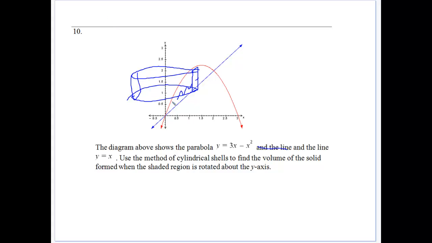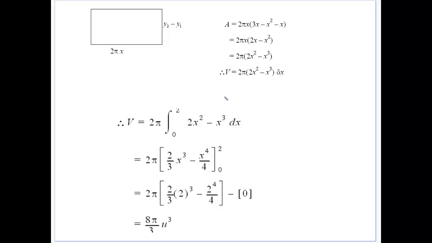Question 10, again, this one is a little bit tricky because it's between two curves. We've got the parabola 3x minus x squared and the line y equals x. So again, cylindrical shells are being used. The thickness is delta x, because it's rotating around the y-axis. We're going to get our radius of x, and the y value is going to be the difference between the two. So we get our height as that difference between the two y values.